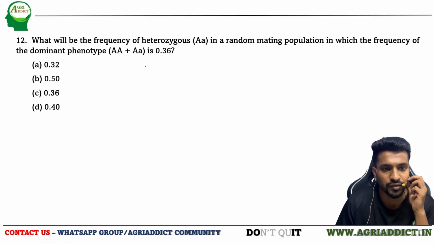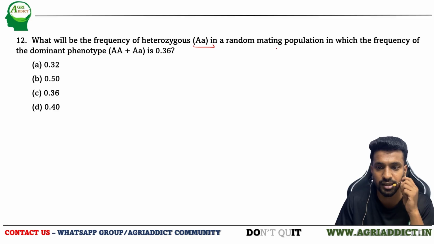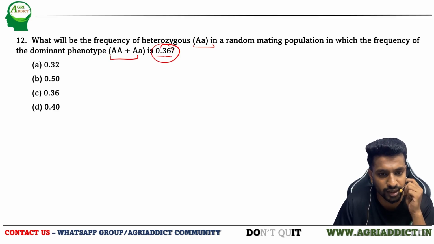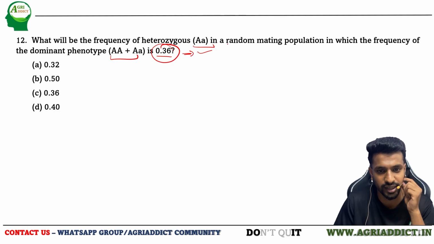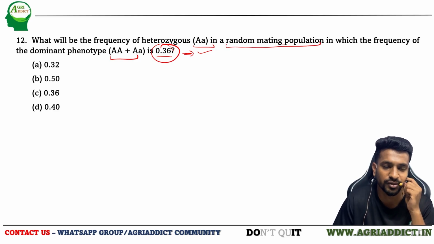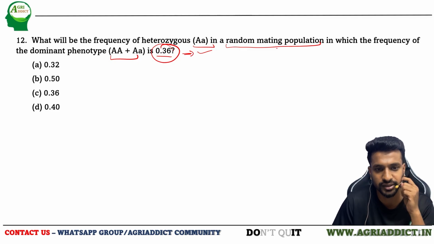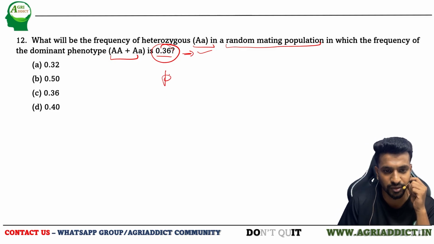Next one. What will be the frequency of heterozygous Aa in a random mating population in which the frequency of the dominant phenotype is 0.36? Just by seeing these questions, you might be confused about how it can be solved, but this is very easy to solve since they have clearly given that it is a random mating population. If it is a random mating population, we can assume that it is in Hardy-Weinberg equilibrium. If that is the case, we know the equation that p square plus 2pq plus q square is equal to 1.